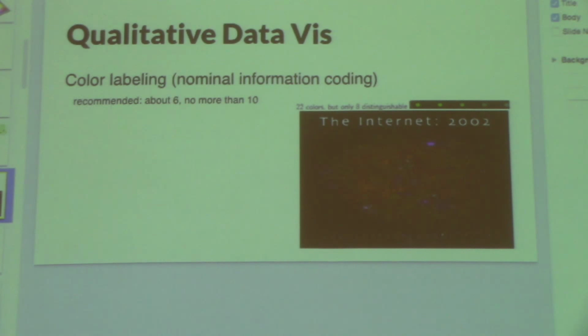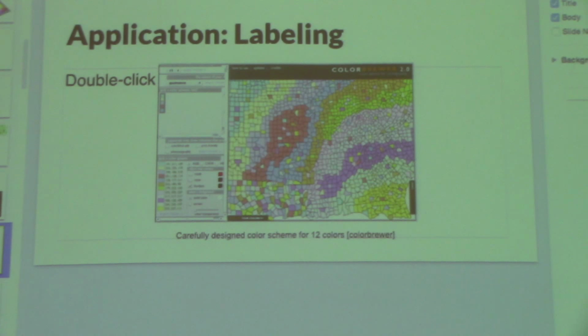Then we talked about color labeling, and this will also be very interesting in the next lecture on Tuesday. How do we visualize nominal data? The idea is that you should only use color, like hue.